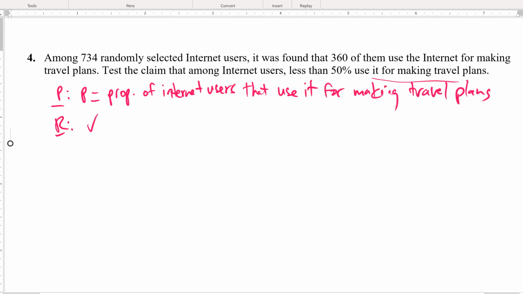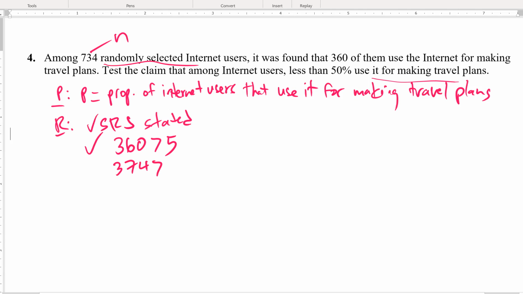Requirements. SRS. Randomly. So it was stated. Successes. 734 is more than 5. No, that was the end. See, I'm getting myself in trouble for speeding up here. 360 of them is more than 5. The rest of them would be the other 374, which is also greater than 5. That's successes, failures.